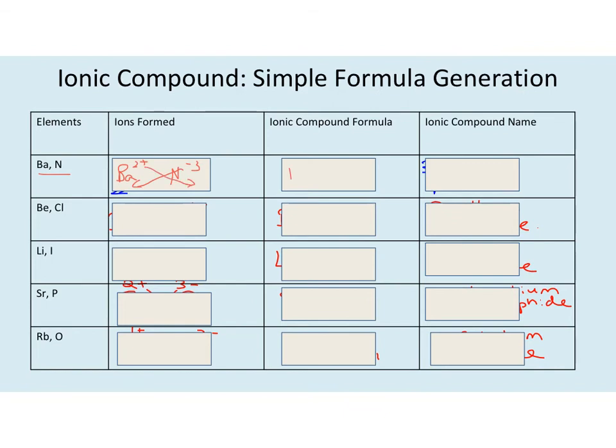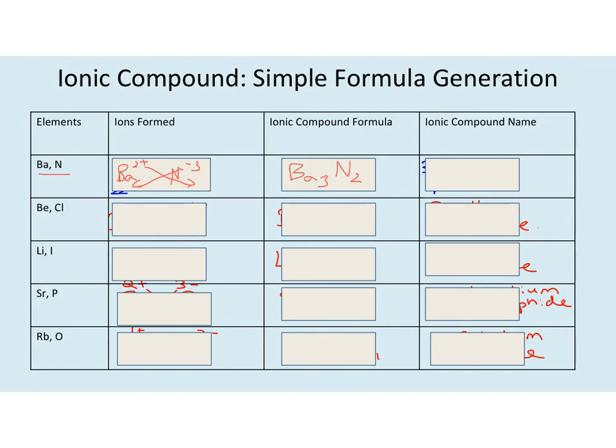So what we end up getting is Ba3N2. You don't show the signs. Basically, you just crisscross. This 2 from the Ba goes and attaches to the N at the bottom, and the 3 from the N goes to the Ba, and it has to be at the bottom. It has to be written just like I wrote it here.